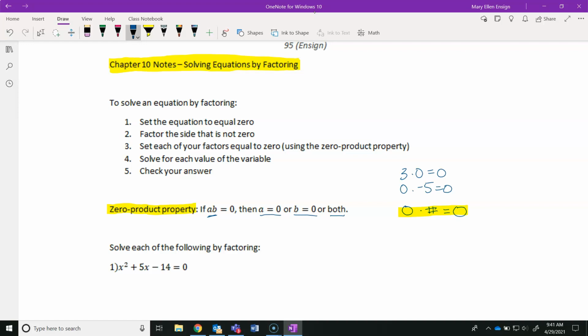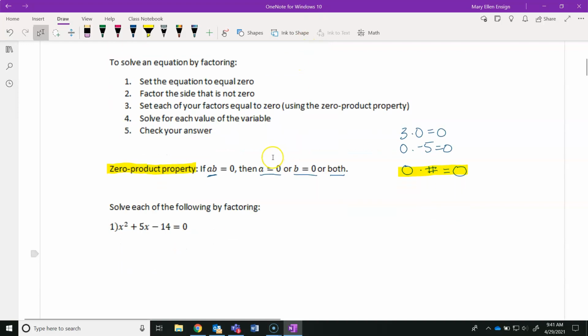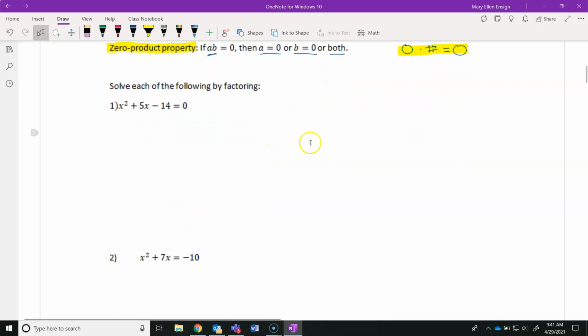So that's our zero product property, and we'll see in a minute where that comes in when we're solving these equations by factoring. Again, if we didn't have that, we would not be able to do this method. All right, so I'm just going to rewrite this just because it's kind of squished up against the question number there. Okay, so we have this.